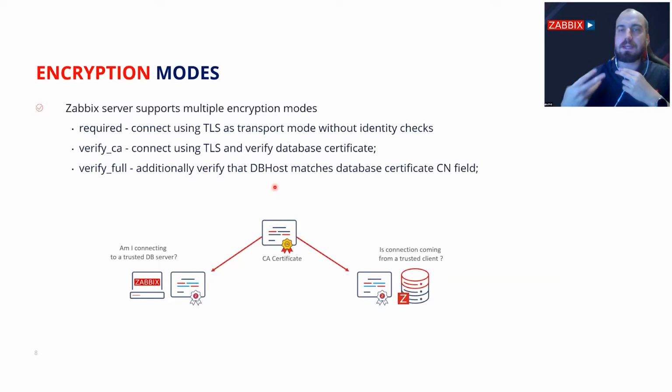And then verify full, when we actually verify that the DB host parameter in the Zabbix server configuration is actually matching the CN field in the certificate, the one that is usually referred to as common name, but in this case can be referred to, I would say, as a host name. Why? Because it should be in the DB host, so it will be used to actually make the connection. And then again, Zabbix will make a full check, including the database, who is connecting to whom.